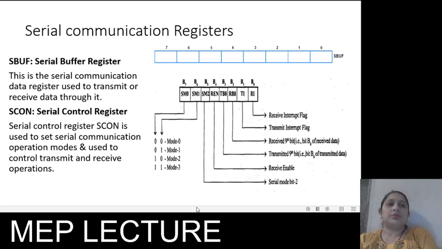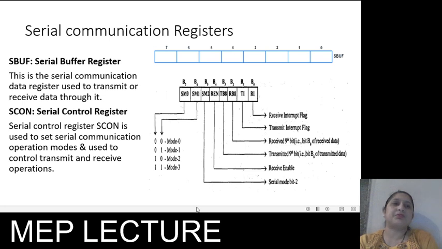So now you know what serial communication is, right? Then, when we go for serial communication, that is asynchronous serial communication. In asynchronous serial communication, what is the data frame, and how do we calculate the baud rate? Now we are going to see which registers we are using for serial communication.